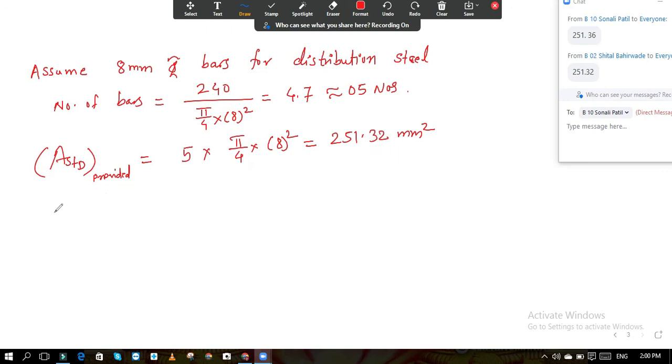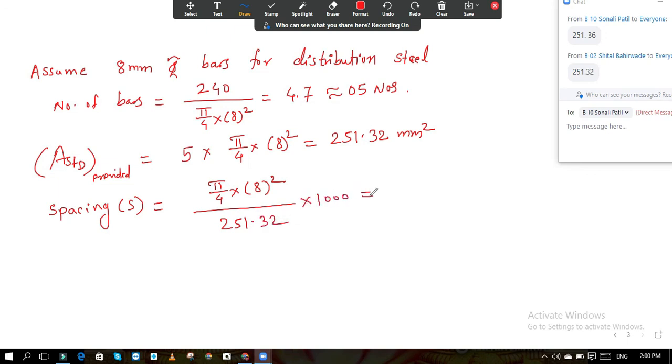So now calculate the spacing of distribution steel. Spacing of distribution steel is area of single bar divided by AST provided, multiplied by width. Okay, this is 200 mm center to center.